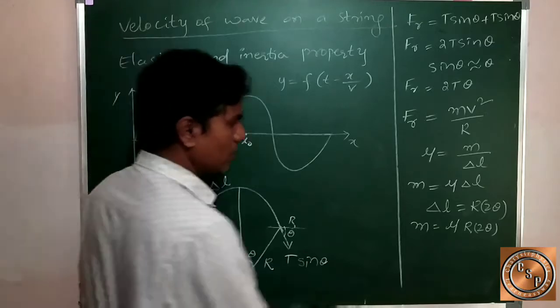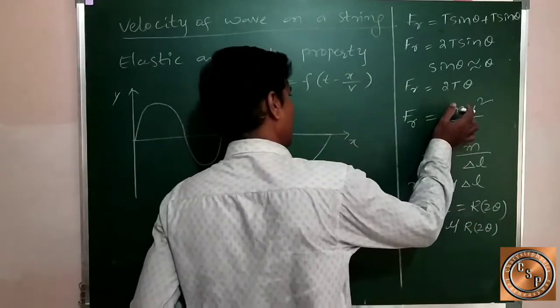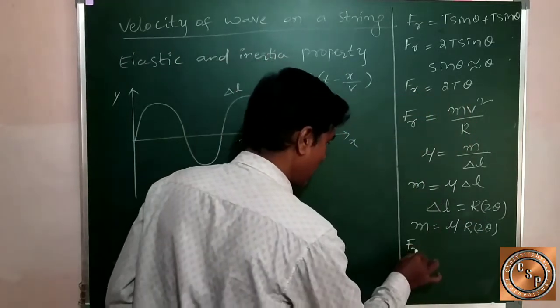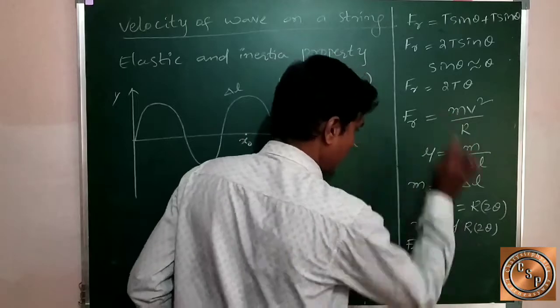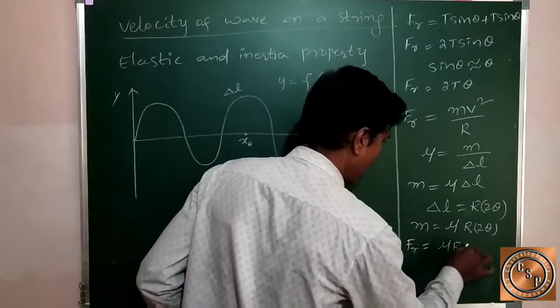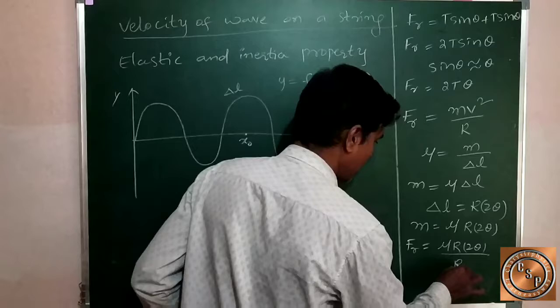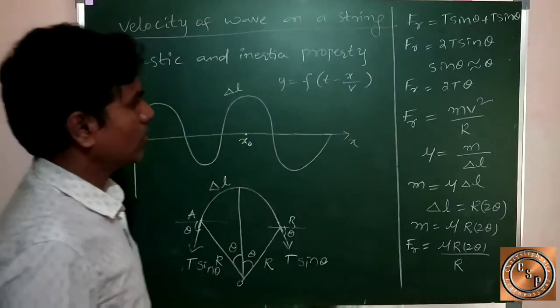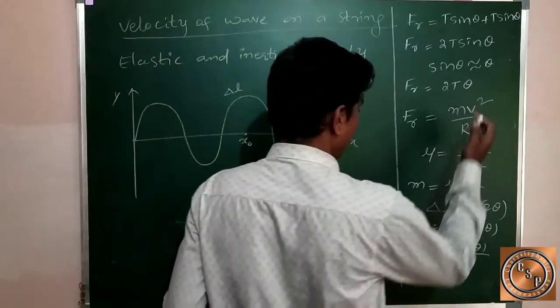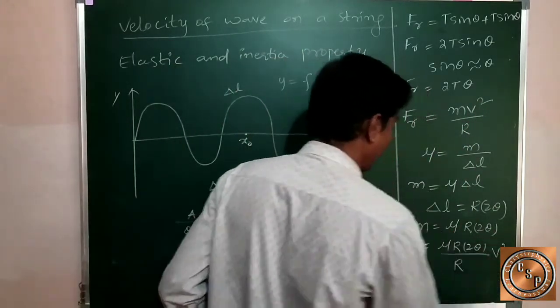Then we can substitute in the place of m: Fr equal to mu R 2 theta, divided by R, times v square.